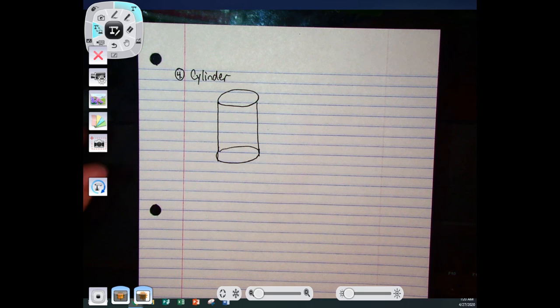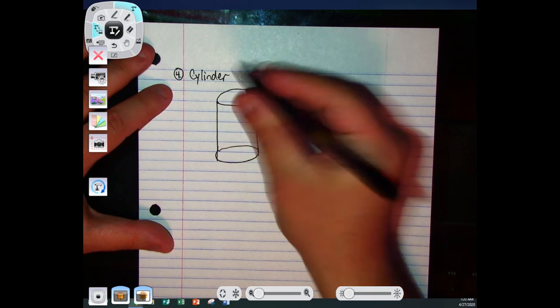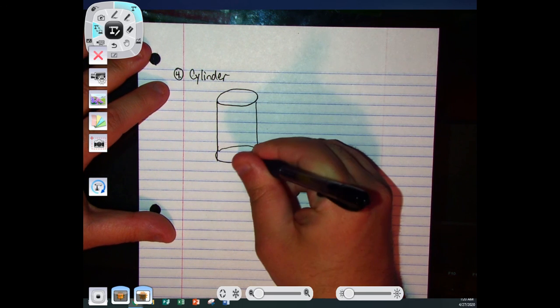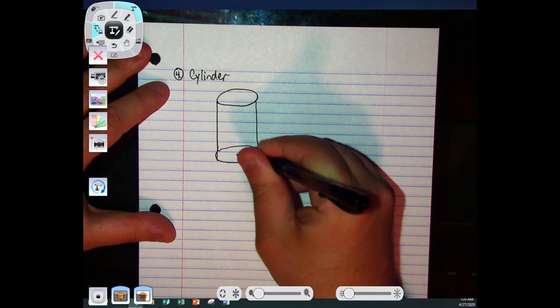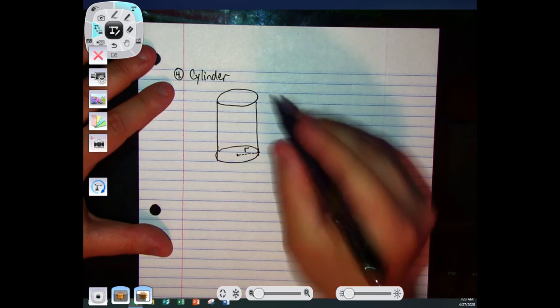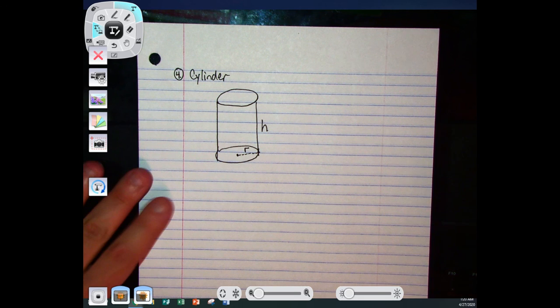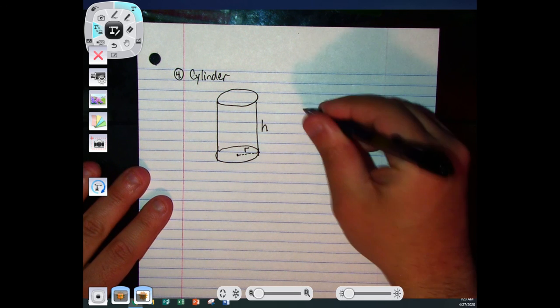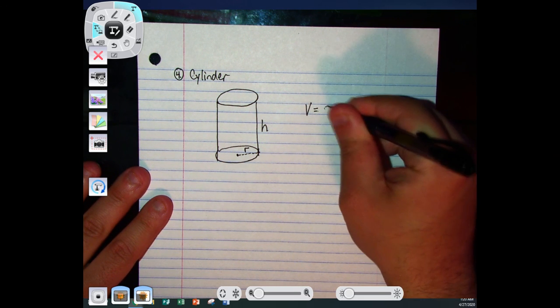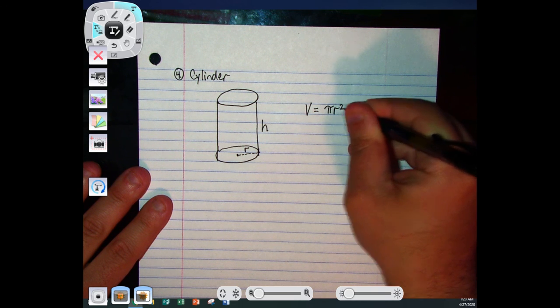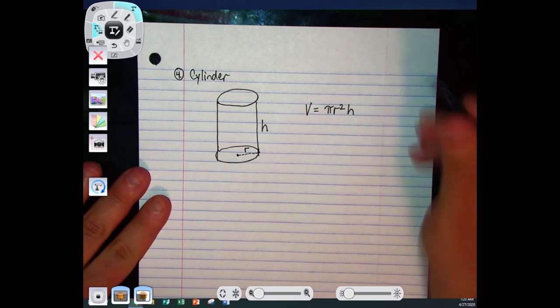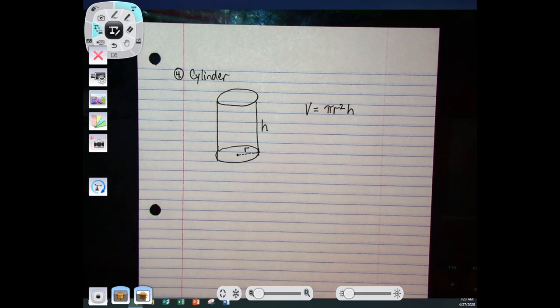For a cylinder, they're going to give you two things. They're going to give you the radius of one of the circles, and they're going to give you the height. If I know the radius and the height, I can find the volume of a cylinder. The volume of a cylinder is the area of the circle, pi r squared, times the height of the cylinder. That's it.